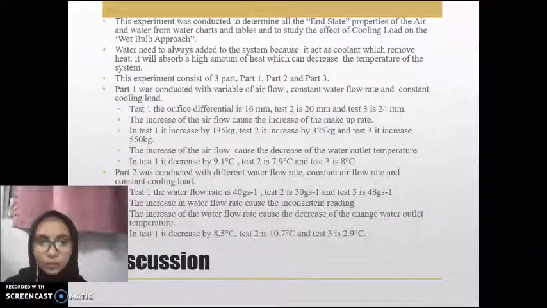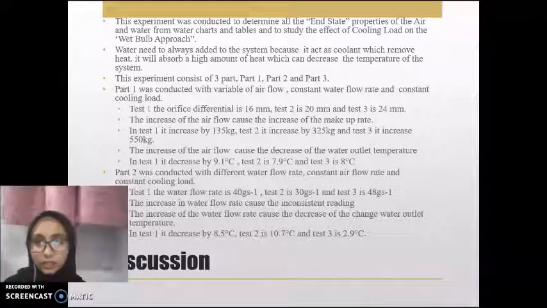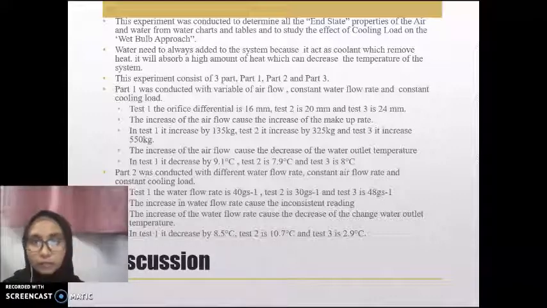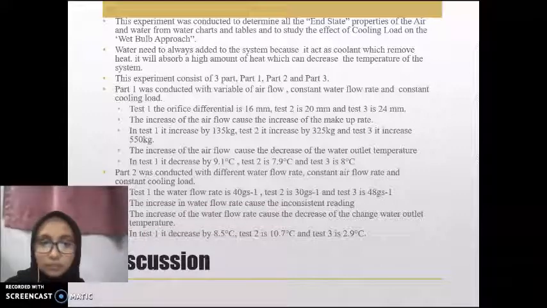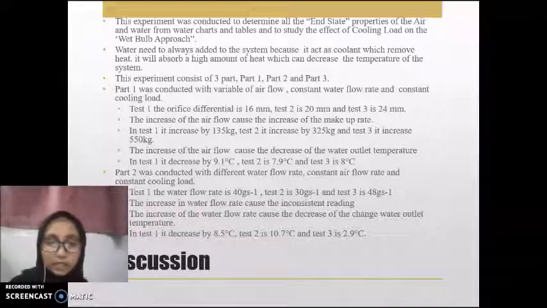Okay, now we'll proceed with the discussion. The experiment was conducted to determine all the end-state properties of air and water from water charts and tables, and to study the effect of cooling loads on the wet bulb approach. Water needs to always be added to the system because it acts as a coolant which removes heat. It will also absorb a high amount of heat which can decrease the temperature of the system.